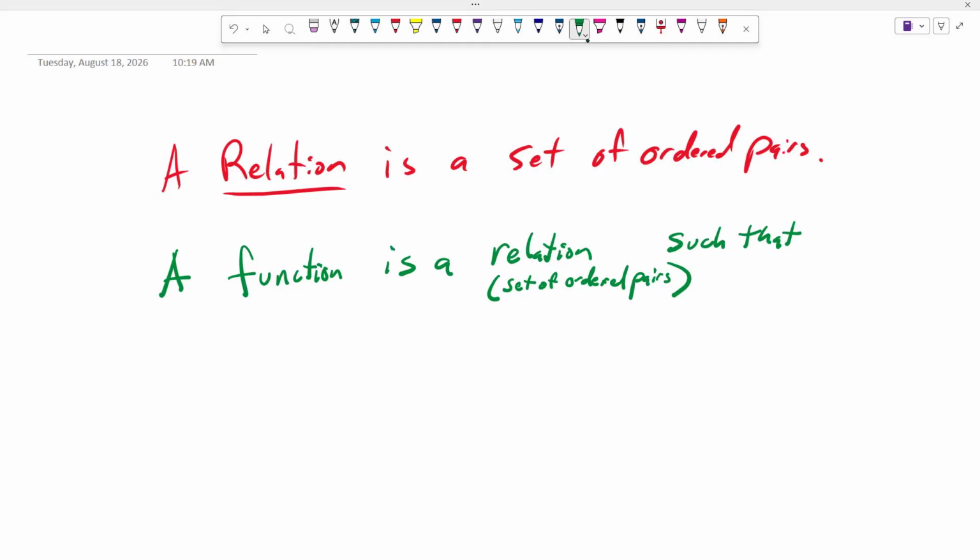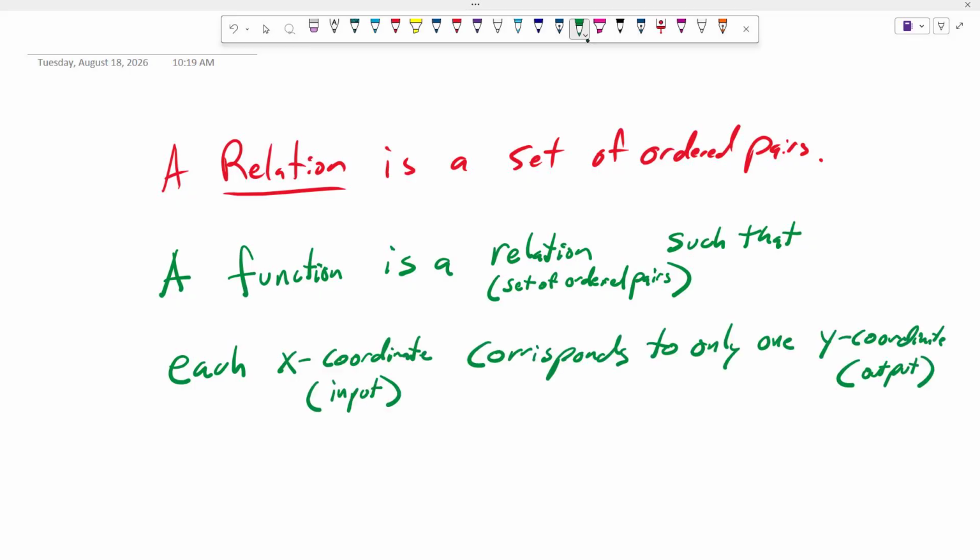The condition is each x coordinate. Sometimes we call that the input. It says that each x coordinate corresponds to only one y coordinate.